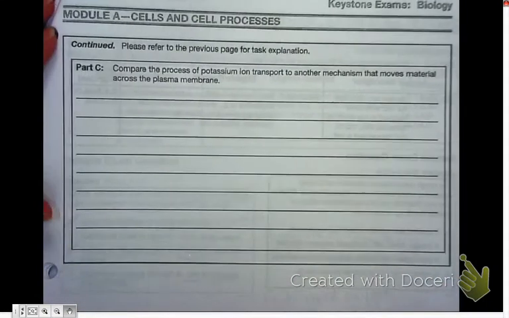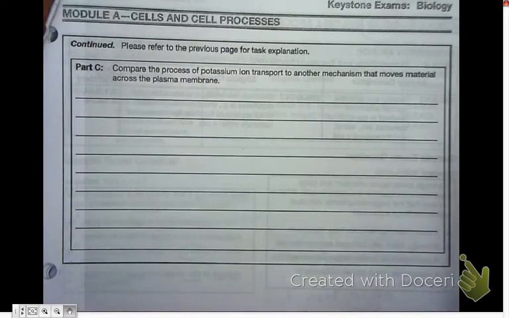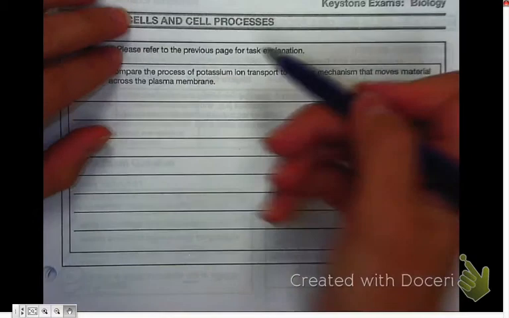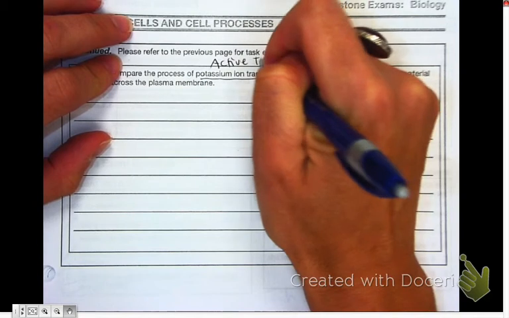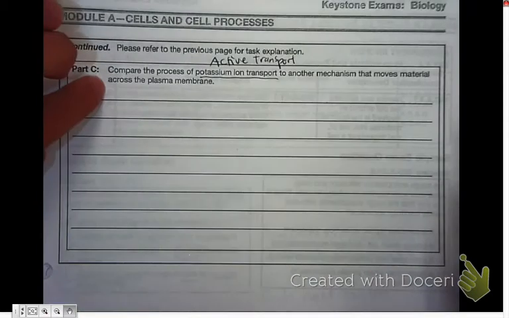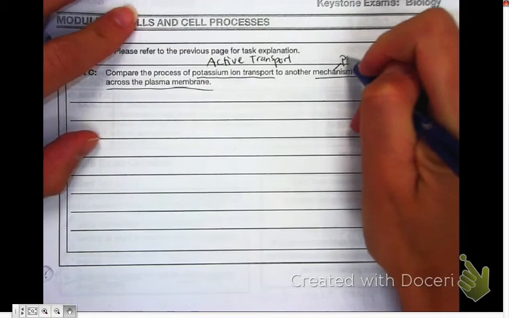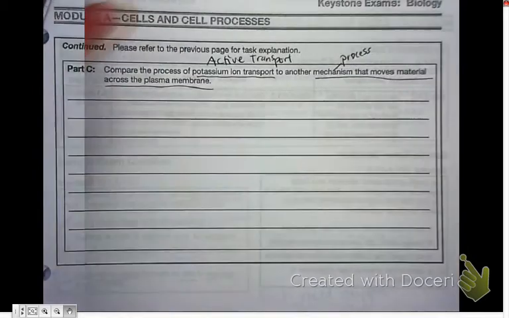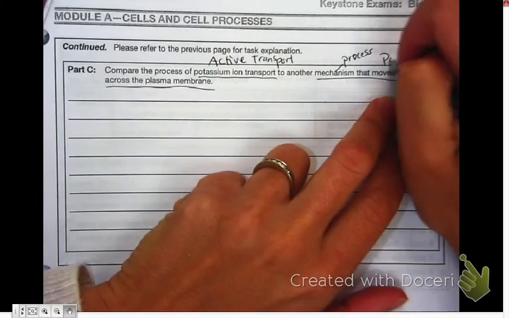Turn to part C, which is on page 23. It says, please refer to the previous page for task explanation. It's the same task. Compare the process of potassium ion transport, which we know is active transport, to another mechanism that moves material across a membrane. So another word for mechanism, process, series of steps. And the best thing to do would be to totally sort of contrast it and go with passive transport.